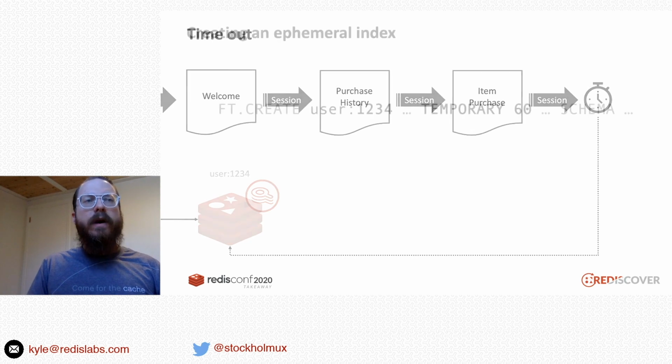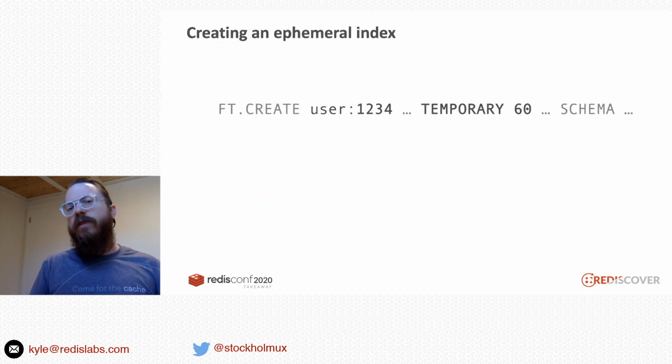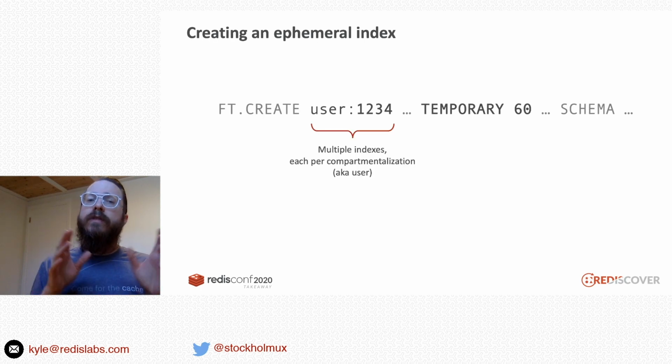So what's really cool about it is that it's simple to implement. Creating an ephemeral index is very simple. So the first thing you do is you use Redisearch to create, instead of creating one single index, many indexes that are based on, let's say the user in this case, but per compartmentalization. Users is one case, but you could also do some time slicing and some other interesting patterns here.